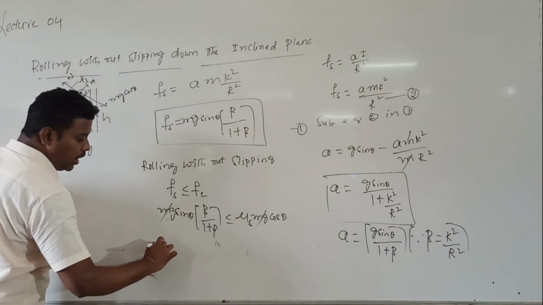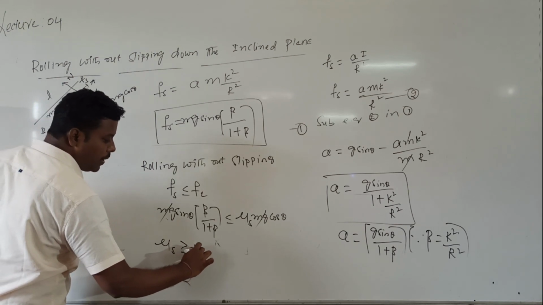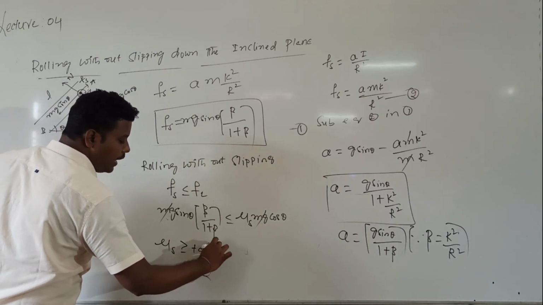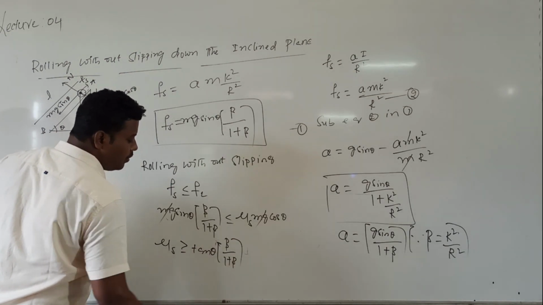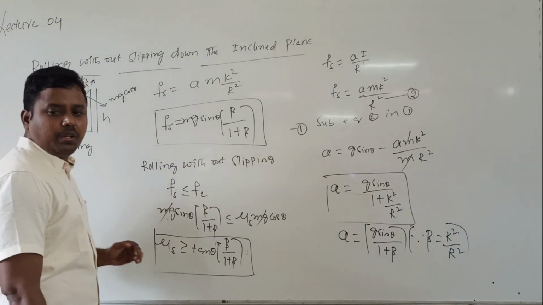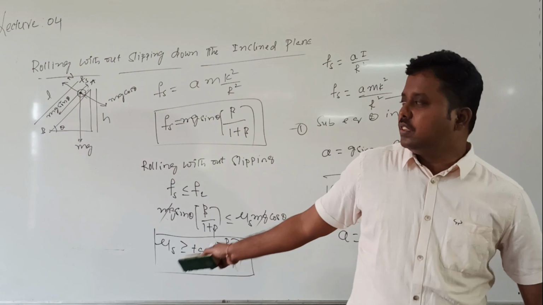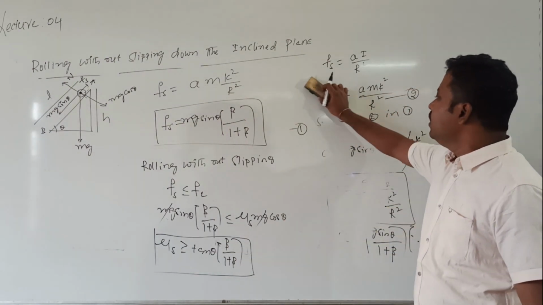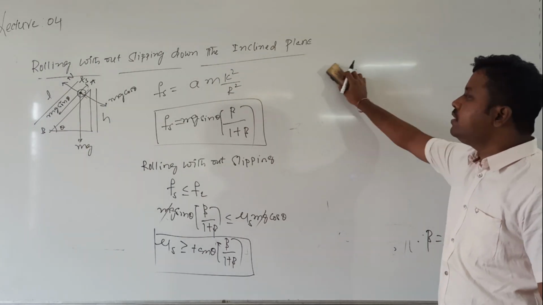For the body to roll down without any slipping, mu s value should be greater than or equal to sin theta by cos theta, tan theta into beta divided by 1 plus beta. This is the condition for the body to roll without any slipping. If this coefficient of friction value is this much, then the body will roll without any slipping. Otherwise, the body will slip out.